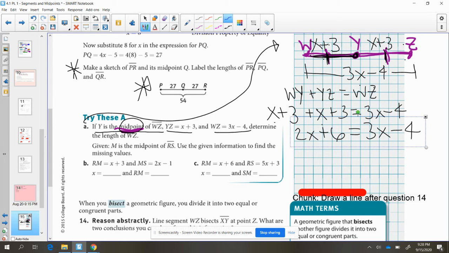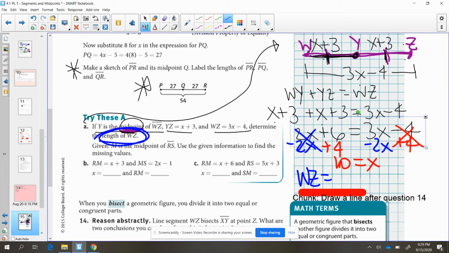And now that we have everything condensed down, we can start moving things around. So we can subtract 2 x's from both sides. We can add the 4 to both sides. So we end up with 10 equals x. Now a reminder that the problem wasn't asking us for x, only it wants the length of WZ. So we need to make sure we plug back in for WZ back into 3x minus 4. So 3 times 10 minus 4 is 26. That's our final answer there.